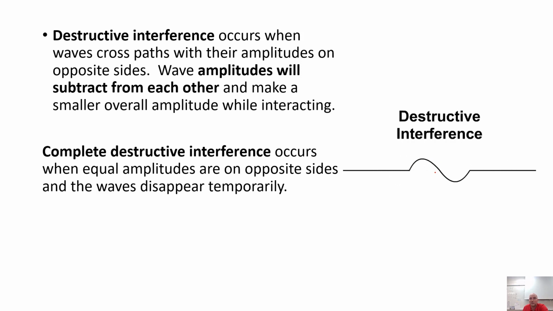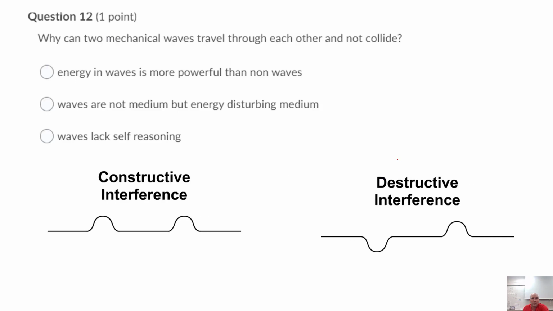If it was complete destructive interference, that's where we would have just a straight flat line if you had two equal amplitudes, two equal energies passing each other, each on opposite sides, you'd have nothing going on in the middle for a second until they kind of reappeared after the interaction that occurred. So here's your question. Why can two mechanical waves travel through each other and not collide?